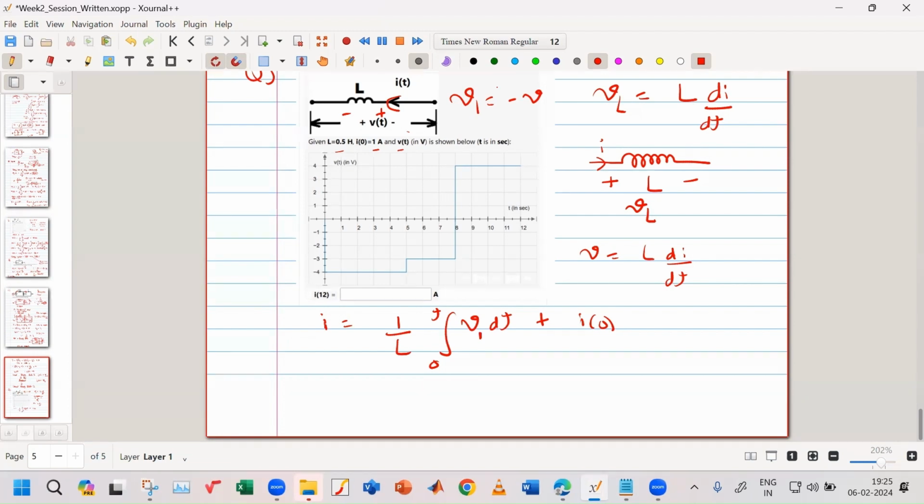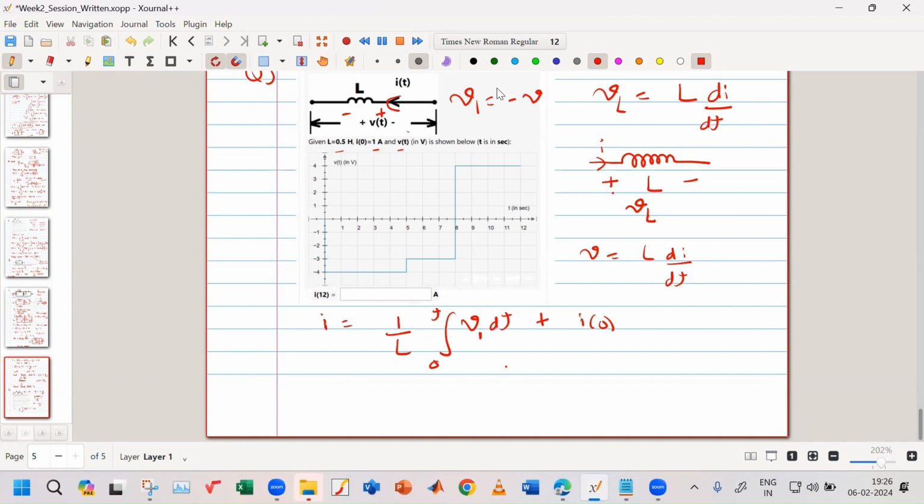Sir, why is V1 minus V? Let us say for my inductor, this equation is for this case: I equals 1 by L times the integral from 0 to t of V1 dt, plus I of 0, where the plus sign is where the current is entering. But in the question, the plus sign is not where the current is entering; it's the minus sign. So to use this equation, we need to know that V1 should be equal to minus V. Is that clear?